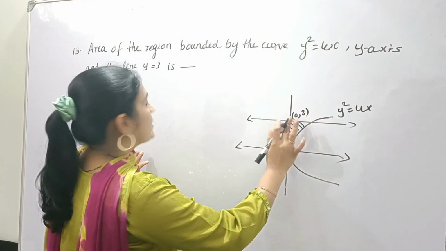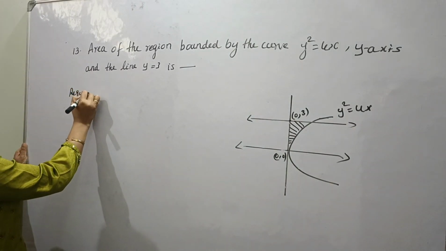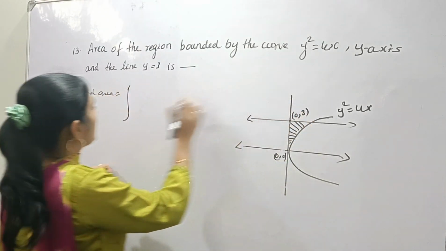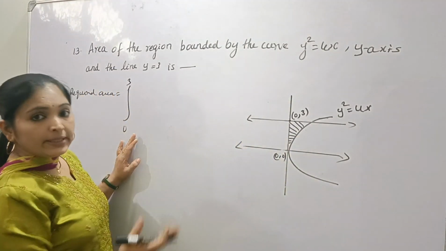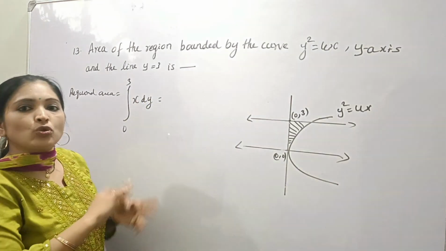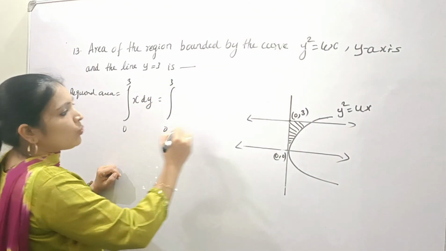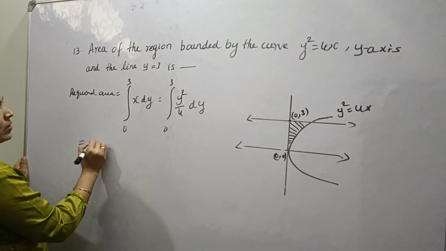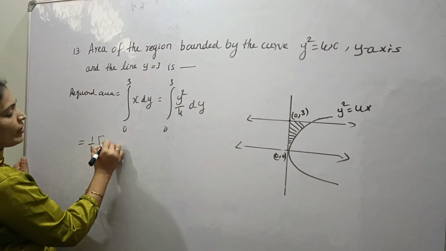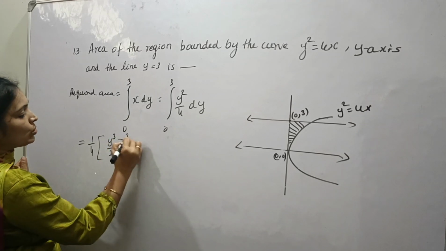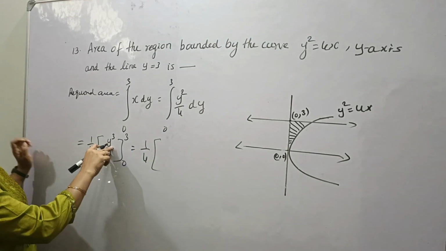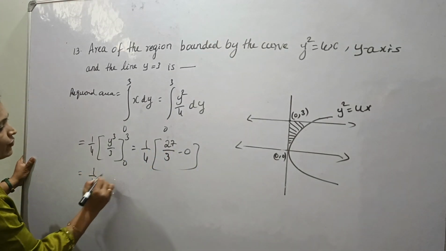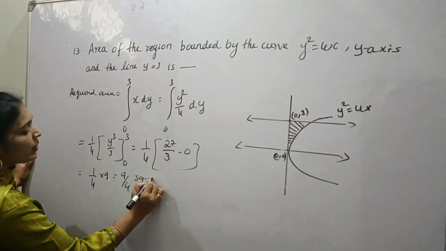So here we will find the area under this curve, that is required area is equal to integral 0 to 3, that is the y coordinate, x dy, integrating with respect to y. That is equal to integral 0 to 3. What is x here? y square by 4, y square by 4 dy. That is equal to 1 by 4 into integral of y square, y cube divided by 3, limits 0 to 3. That is 1 by 4 into 3 cube is 27 divided by 3, minus 0. That is equal to 1 by 4 into 9, that is 9 by 4 square units.